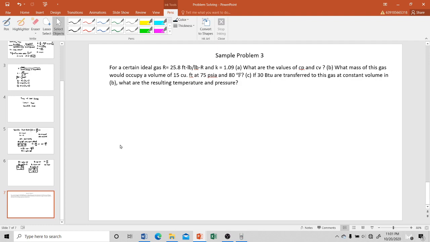B. What mass of this gas would occupy a volume of 15 cubic feet at 75 psia and 80 degrees Fahrenheit? C. If 30 BTU are transferred to this gas at constant volume, what are the resulting temperature and pressure?